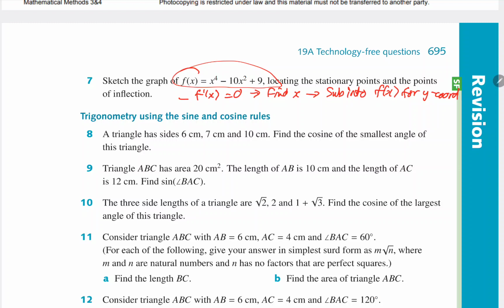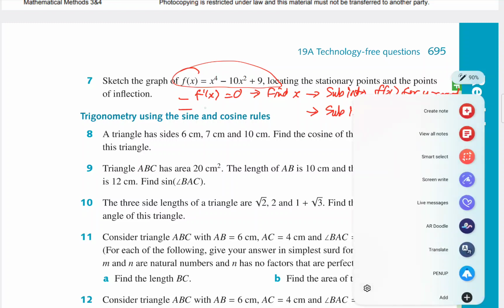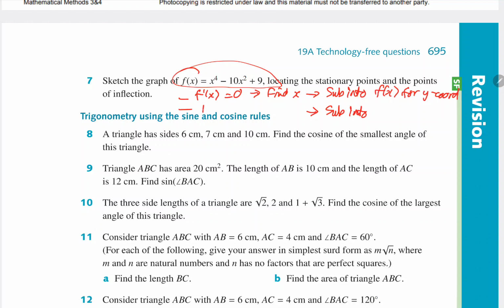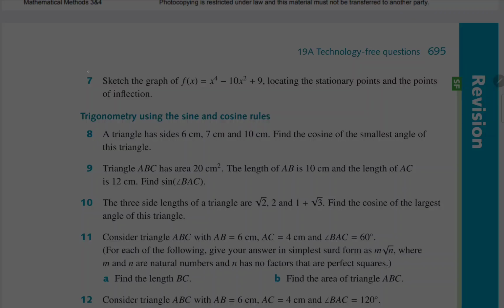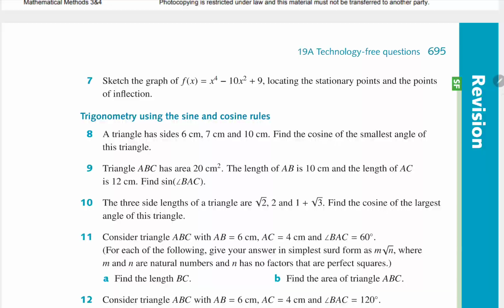So I'm not going to go through the exact same question again. Sub into f(x) for the y coordinates. And actually, you've got to find the second derivative. Then you sub the x values from the stationary point into the second derivative to find the nature. Actually, you know what? Let me put the steps into the notes.